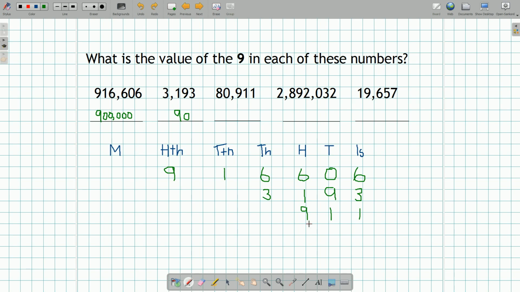So 1 in the ones, 1 in the tens, 9 in the hundreds, nothing in the thousands, but an 8 in the 10,000s. Here our 9 is in the hundreds column, so it has a value of 900. A few of you might think this process is kind of arduous, but it's one of those where you're almost checking the answer as you go.